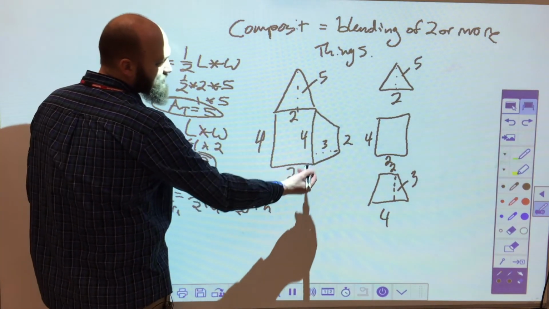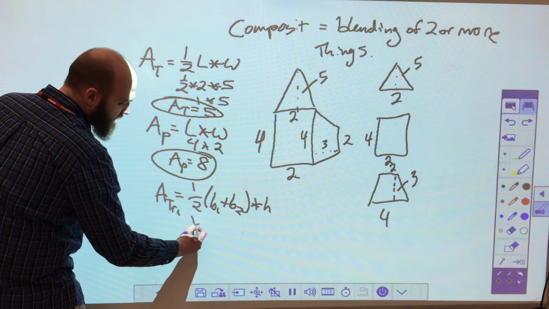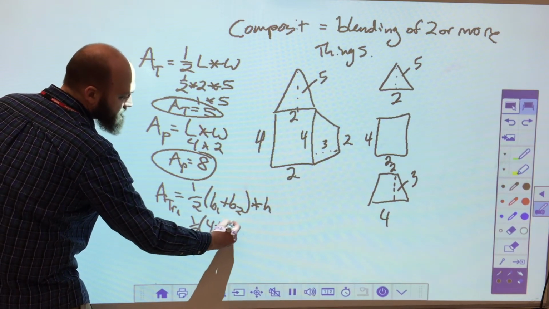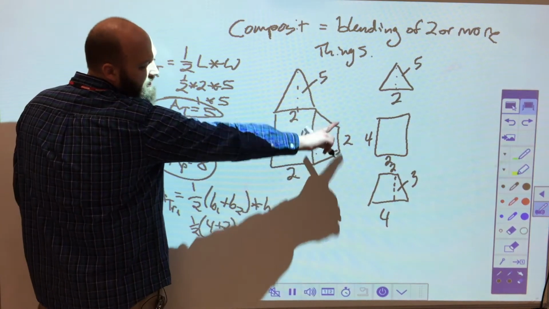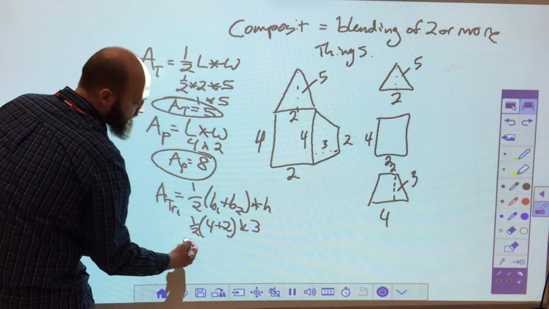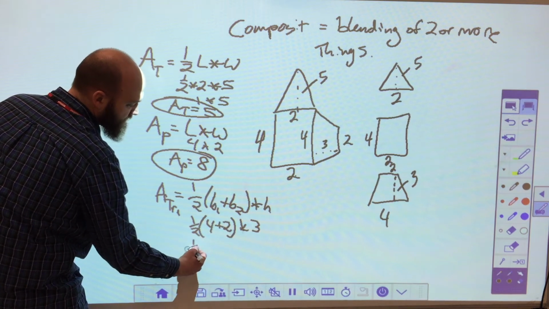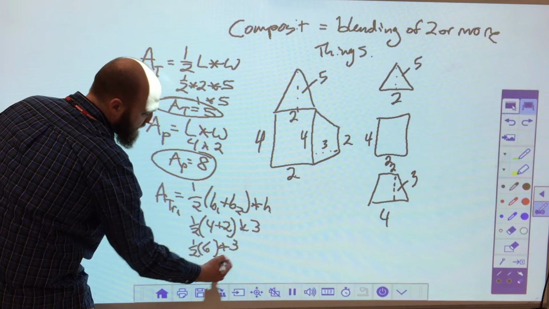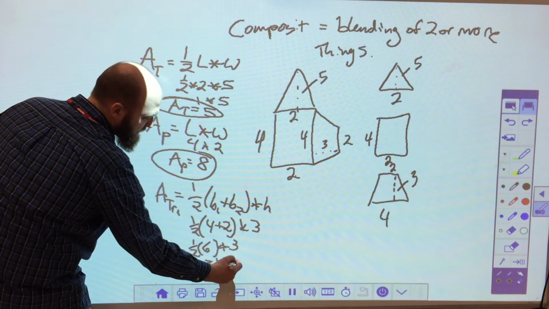Down here, the area of my trapezoid is 1/2 times 4 plus 2, base 1 plus base 2, the bottom plus the top, times 3. 1/2 times 6 times 3. That's 3 times 3.